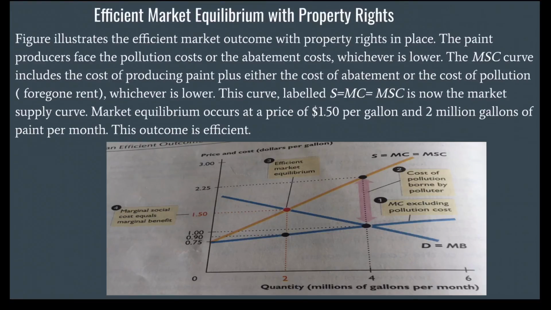Efficient market equilibrium with property rights. The figure illustrates the efficient market outcome with property rights in place. The paint producers face the pollution cost or the abatement cost, whichever is lower. The MSC curve includes the cost of producing paint plus either the cost of abatement or the cost of pollution, that is foregone rent, whichever is lower. This curve labeled S, equal to MC, equal to MSC, is now the market supply curve. Market equilibrium occurs at a price of $1.50 per gallon and 2 million gallons of paint per month. This outcome is efficient.